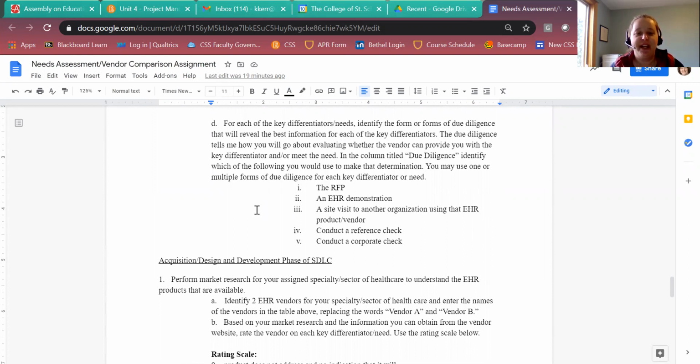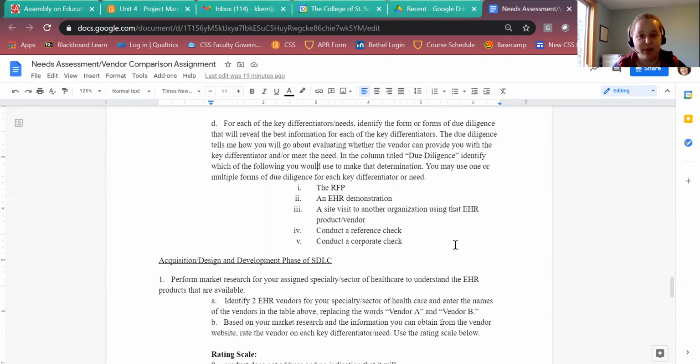So to find out that, I've numbered them here, 1, 2, 3, 4, and 5. And you can just actually insert numbers if you want to right into the table. But one way of due diligence to find out if the vendor can provide the functionality that you're looking for, the support you're looking for, is through an RFP.